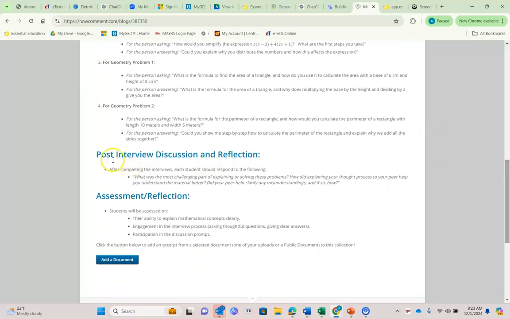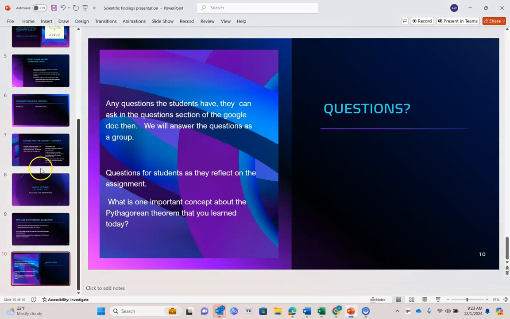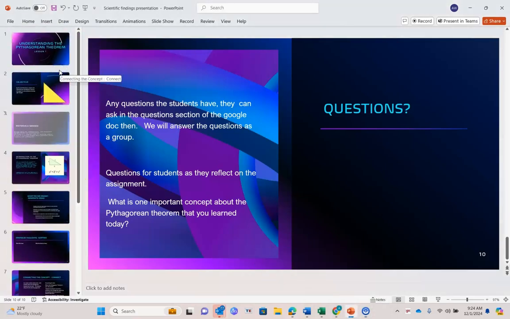So, again, after the students get done here, there's going to be a post interview discussion and reflection. And then there will be an assessment and reflection section. So, the students will follow these instructions and submit their assignment virtually to the instructor.